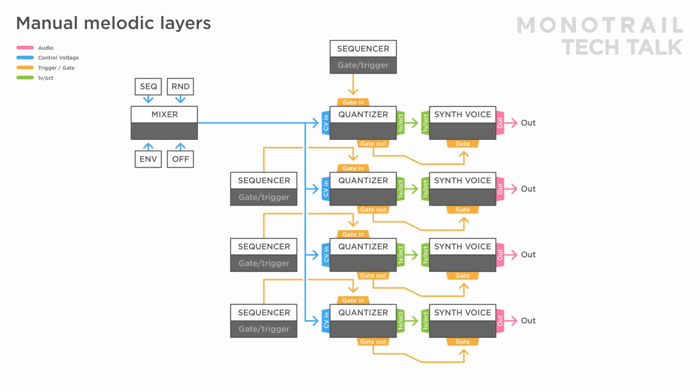If you want, you can decouple the moment the quantizer is triggered from the moment the voice is triggered. For example, here the bassline's quantizer is only triggered every now and then by a custom pattern, but the voice is triggered every step by a copy of the master clock, creating pulsing notes that only change every now and then.